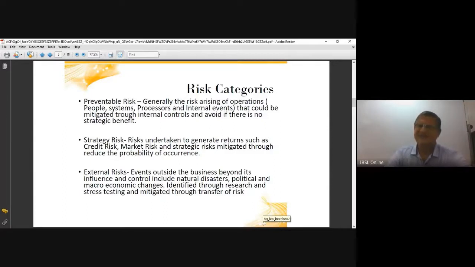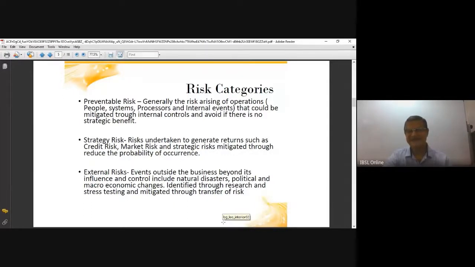Bank also can make investments. Our investments, like in stocks, you buy a stock, say for 100 rupees. If the stock price goes up to 120, you make a gain. If it goes to 80, you make a loss. So those are strategic decisions taken by the bank to make more money.